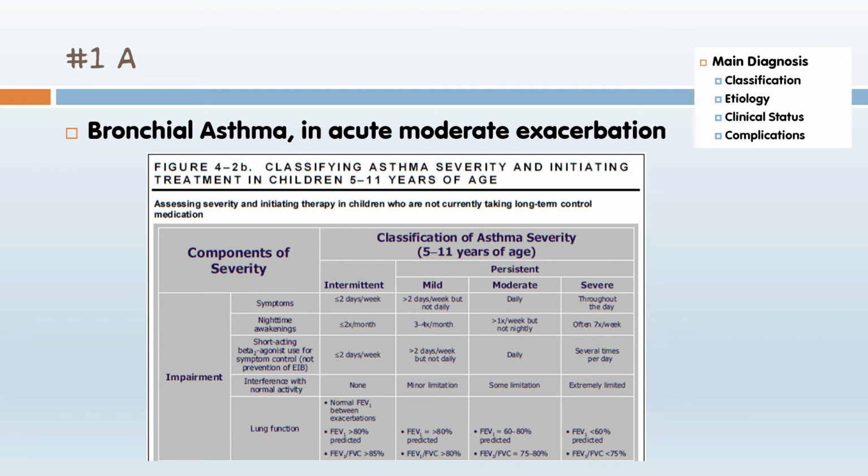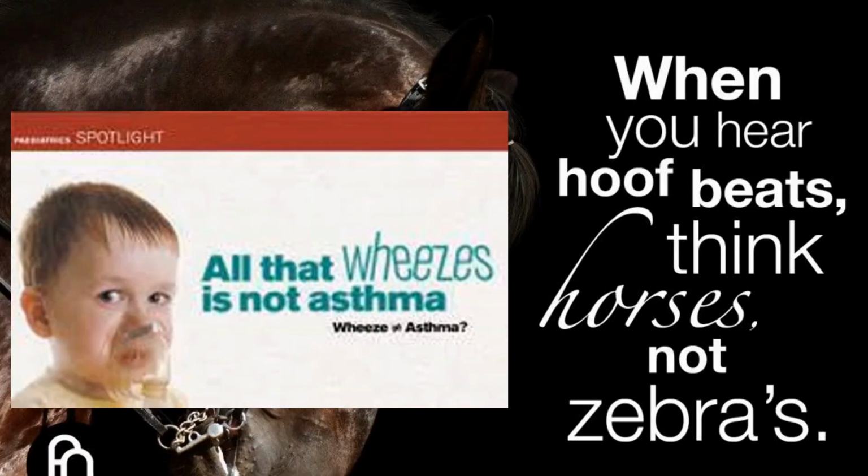Remember our key point earlier? The assessment is only as good as your database. So the answer is no. We cannot put bronchial asthma, severe persistent, in acute moderate exacerbation like that. But if we had the data, we probably could. You've probably heard of the saying, not all that wheezes is asthma, and not all asthma wheezes. But the saying, when you hear hooves, think horses, not zebras, supersedes it in this case.